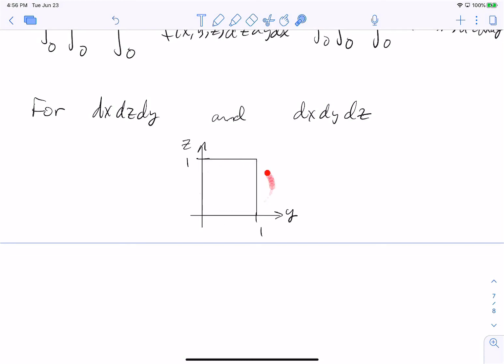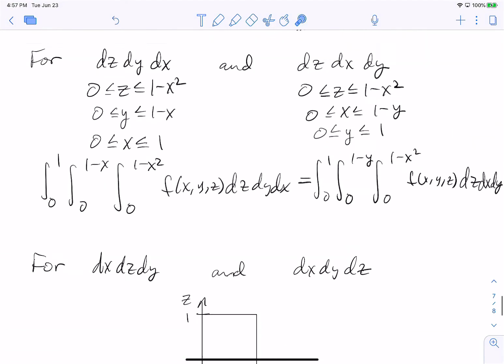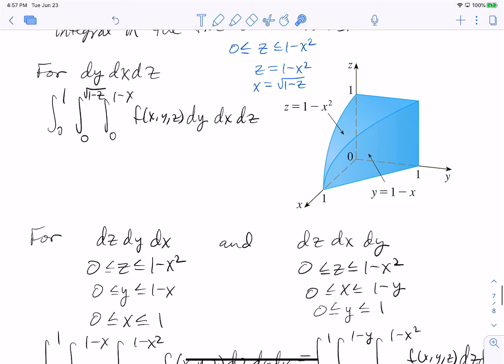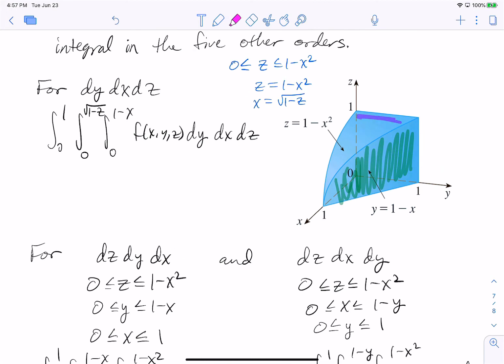Here's the 1 by 1 square in the yz plane. And what I'd like to do here is color the faces that we're looking at. The plane y equals 1 minus x, I'm going to represent using green highlighting. And then the parabolic cylinder, I'm going to represent using, it looks purple, but I swear it's pink, highlighting.